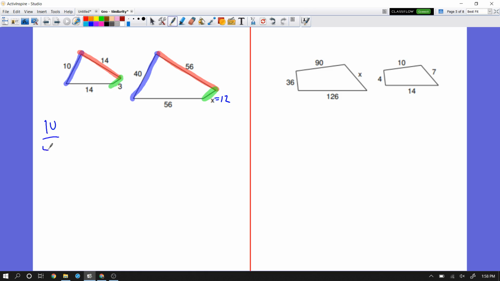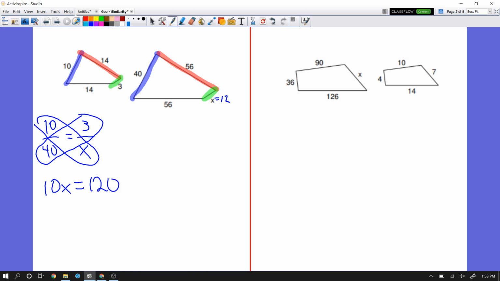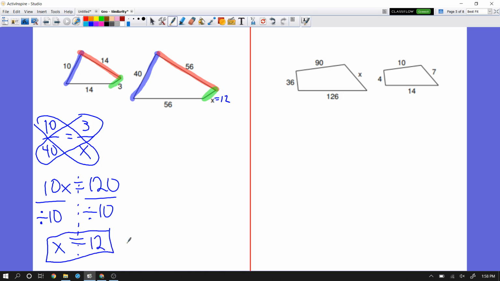10 to 40 and 3 to x. This is where you come up with your cross products and create a one-step equation. 40 times 3 is 120. Go through our process. Divide by 10. Divide by 10. X equals 12. Oh my gosh. What? Scale factor.